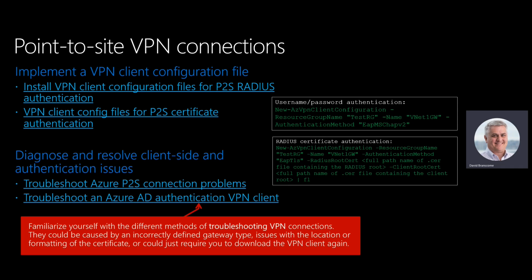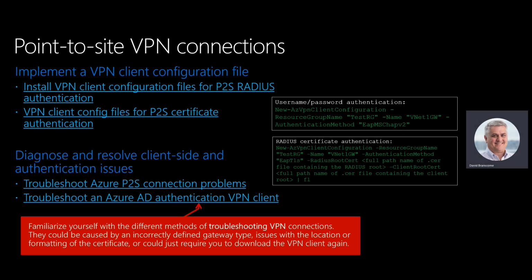You can create VPN client configuration files for Radius certificate authentication that use the EAP TLS protocol. And typically, an enterprise issued certificate is used to authenticate the user for VPN. So what you've got in the PowerShell boxes on the right-hand side are the different PowerShell commands that you would use to configure the different authentication methods for a user that might be using username password authentication or Radius certificate authentication.